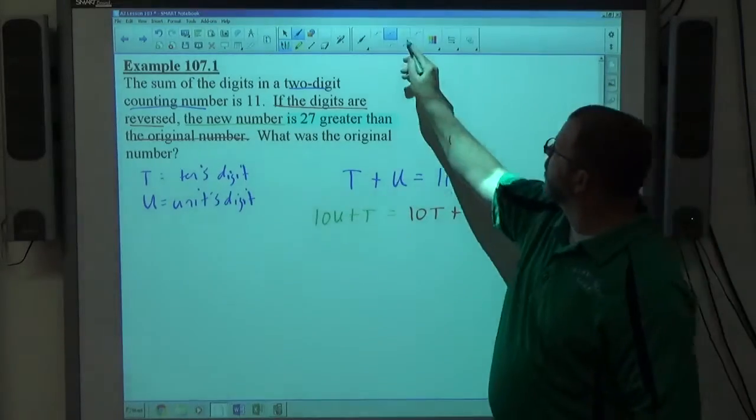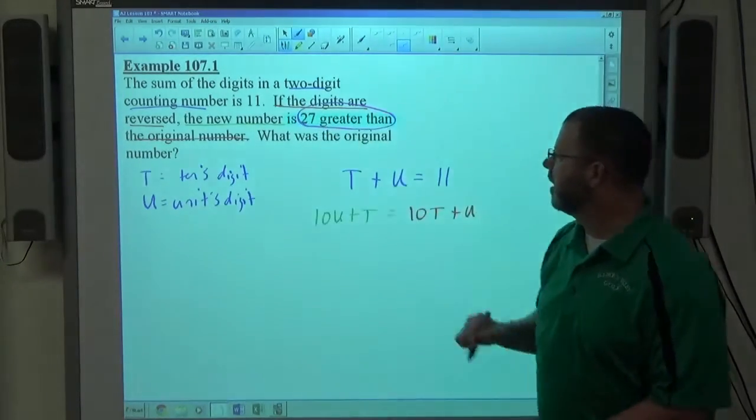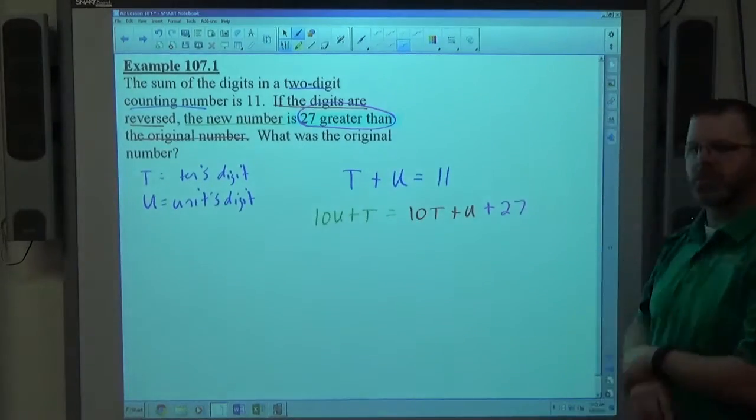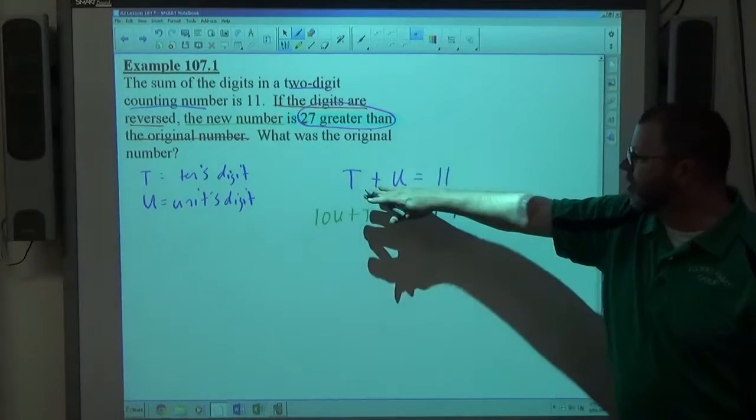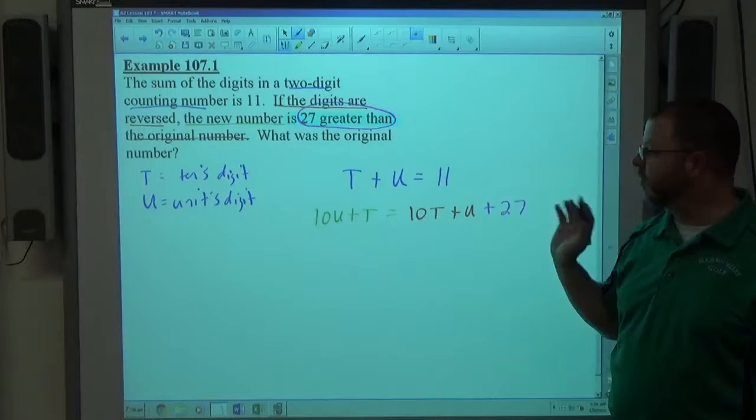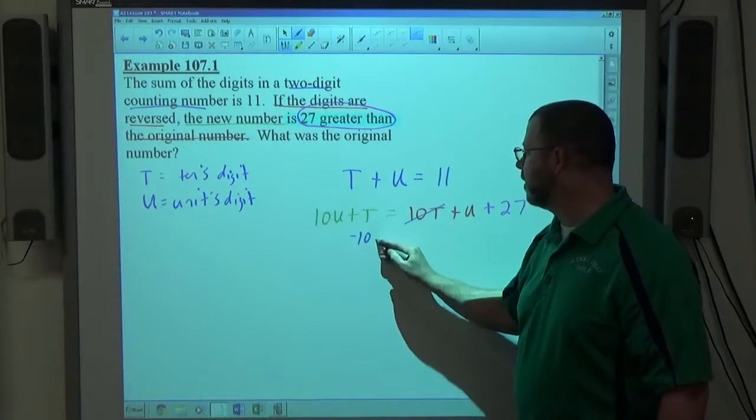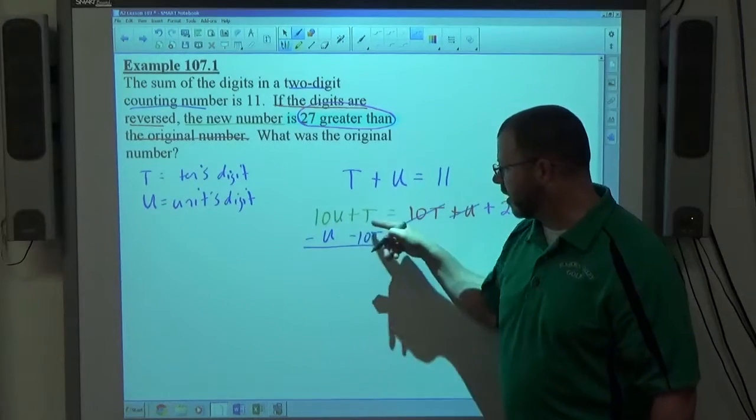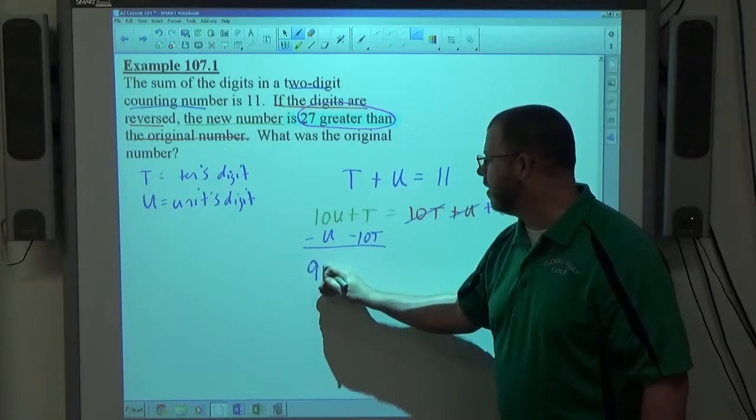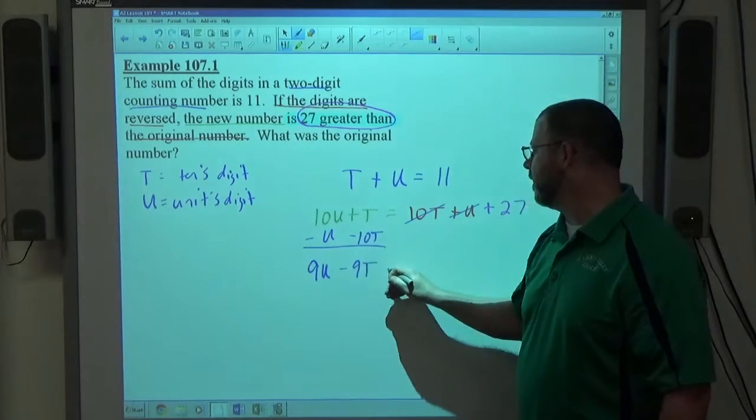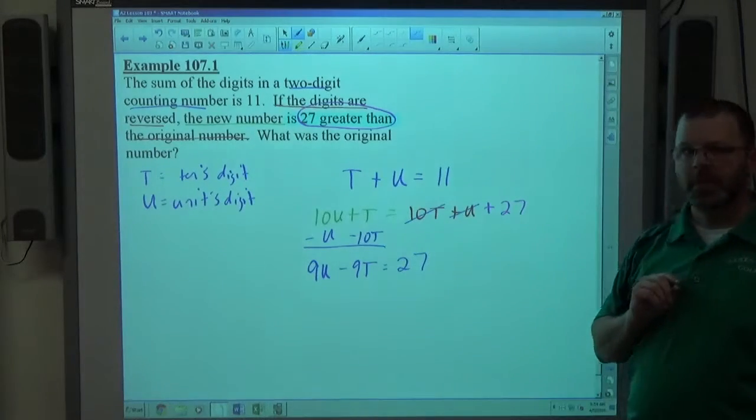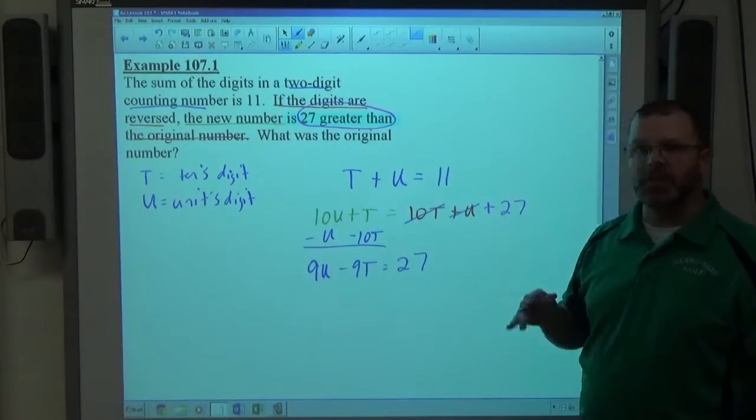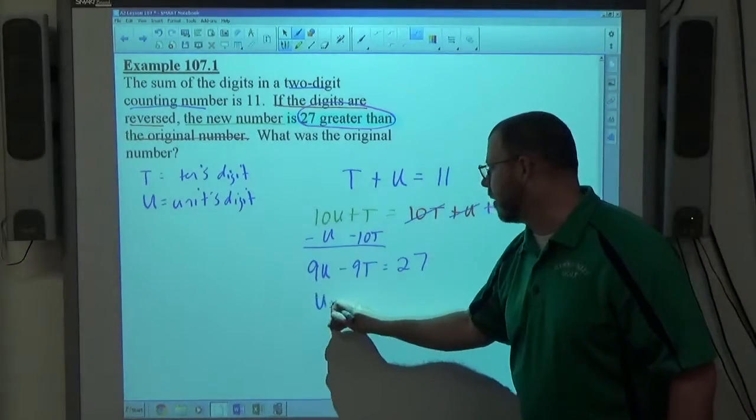All right? Now, if we focus on the 27 greater than, it happens after the word is, so this is bigger than this by 27, so plus 27 goes on this side too. So the top equation is ready to go. The bottom equation is all messed up. So I'm going to move the 10t to the left and the u to the left, subtracting in both cases. So 10u minus u makes 9u, t minus 10t makes minus 9t, and equals 27. And like usual, if everything divides by the same number, it's worth doing. So everything divides by 9, so u minus t is equal to 3.